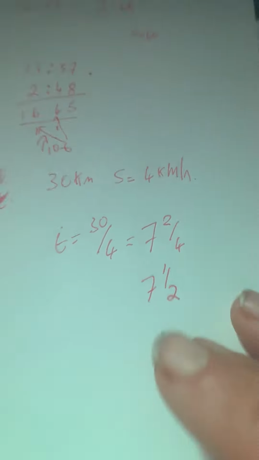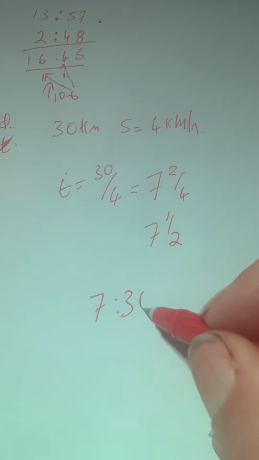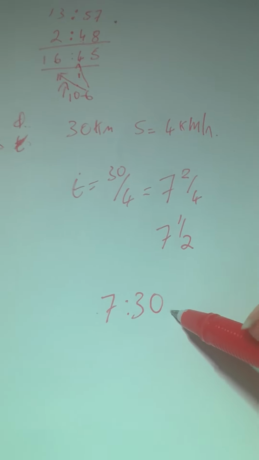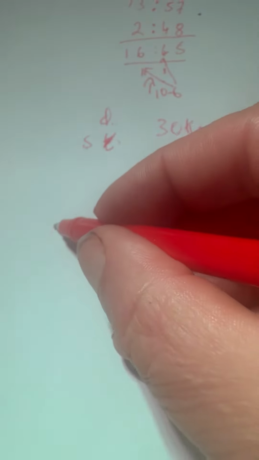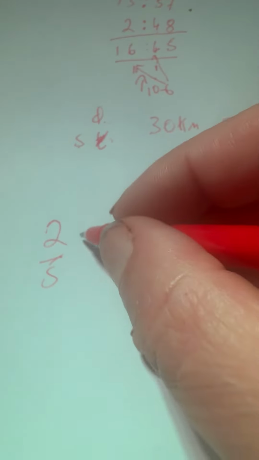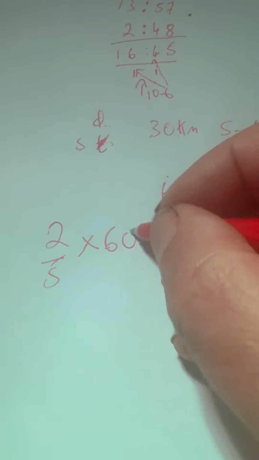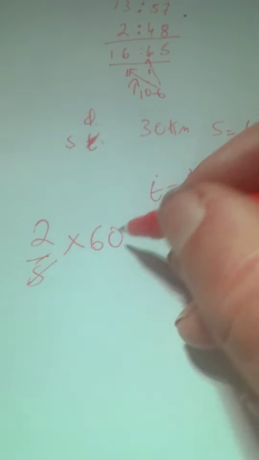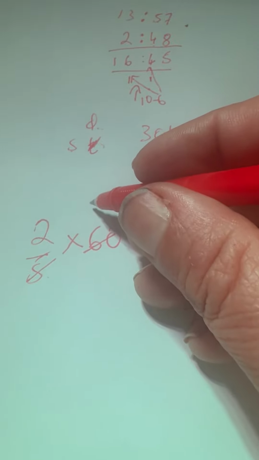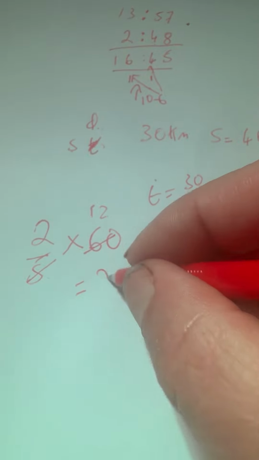Now that's easy because you will immediately know 7 and 30, okay? Because it's 7 hours, 30 minutes. Your problem is if you've got a calculation and it gives you something like 2/5, standardly, what do you do? You times it by 60. And then if you times it by 60, that will immediately convert it back into minutes. I, of course, have rigged that so it's nice and easy.